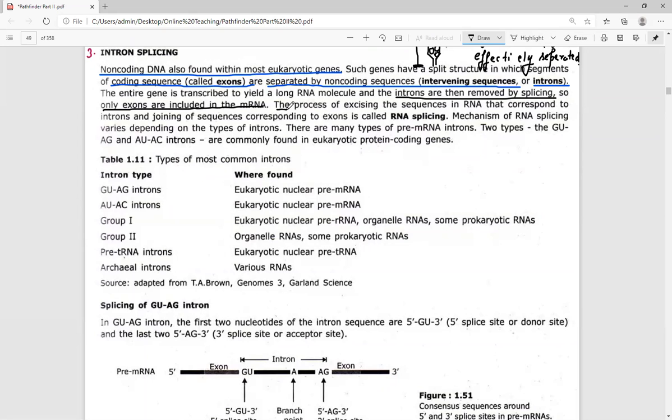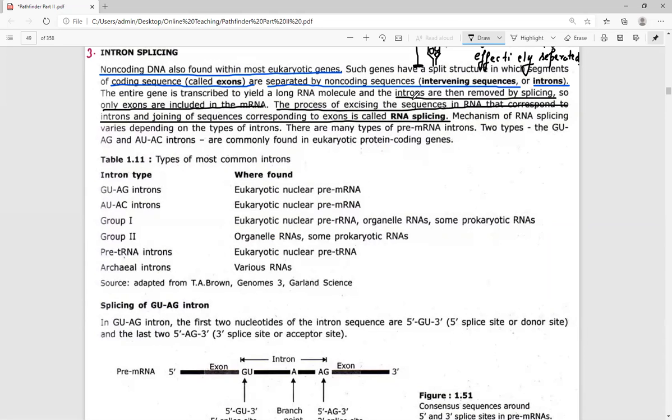The process of excising the sequences in RNA that correspond to introns and joining the sequences corresponding to exons is referred to as an RNA splicing procedure. Such a procedure is commonly referred to as RNA splicing.